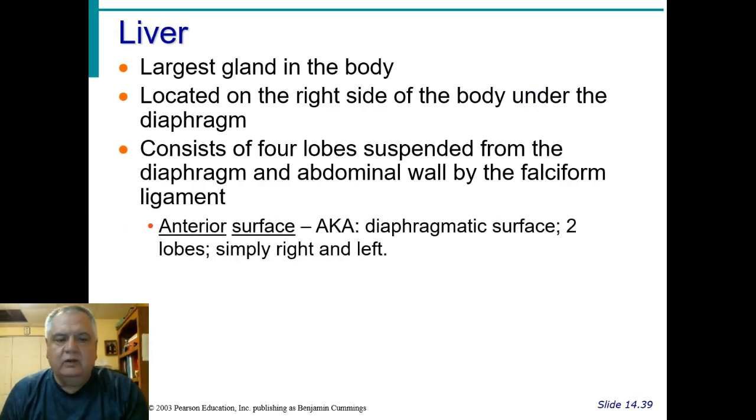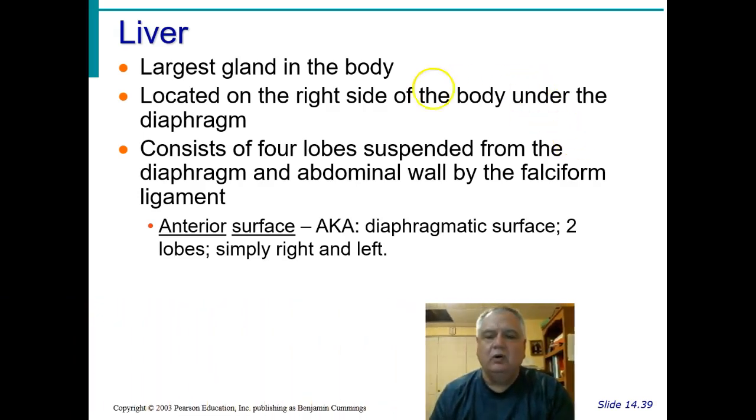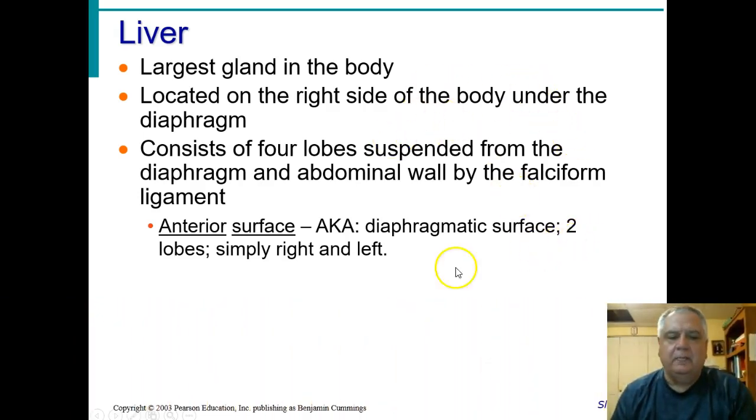When we take a look at the liver, we look at what we call the anterior surface. This is also known as the diaphragmatic surface. The anterior surface, while the liver has 4 lobes, only shows 2 of the 4 lobes, and they're simply referred to as the right and left lobes.